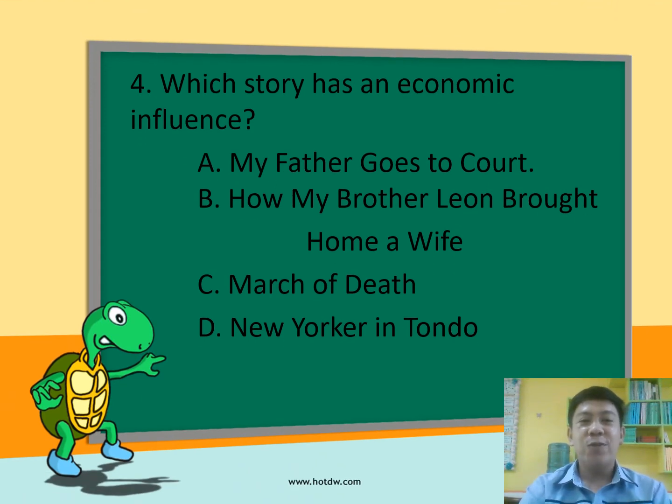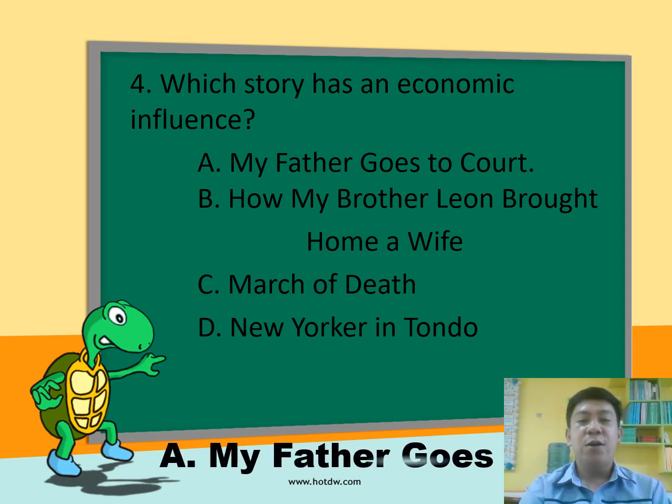Number 4. Which story has an economic influence? A. My Father Goes to Court. B. How My Brother Leon Brought Home a Wife. C. March of Death. D. New Yorker in Tondo. Go. Time's up. The correct answer is My Father Goes to Court.